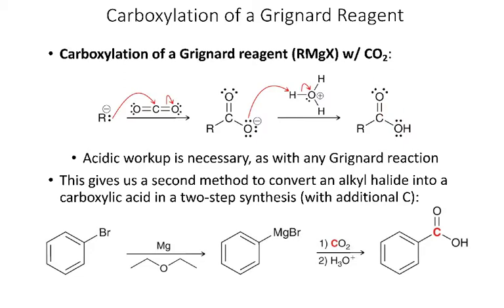And so, in addition to the last slide, this gives us a second method to convert an alkyl halide into a carboxylic acid. And again, we're adding an additional carbon. In this case, if we start with the alkyl halide, we can convert that into a Grignard reagent by reacting that with magnesium. The diethyl ether serves as a solvent in this case. That gives us the Grignard reagent. We then react that with carbon dioxide in the first step, do an acid workup in the second step to give us the carboxylic acid with an additional carbon. Right, because here we have no carbons coming off the benzene ring. Now we have one carbon coming off the benzene ring.